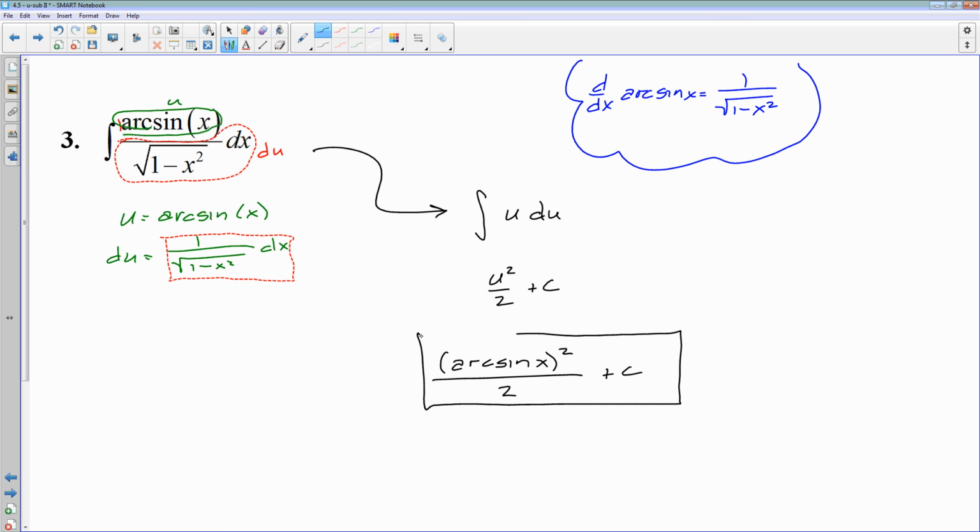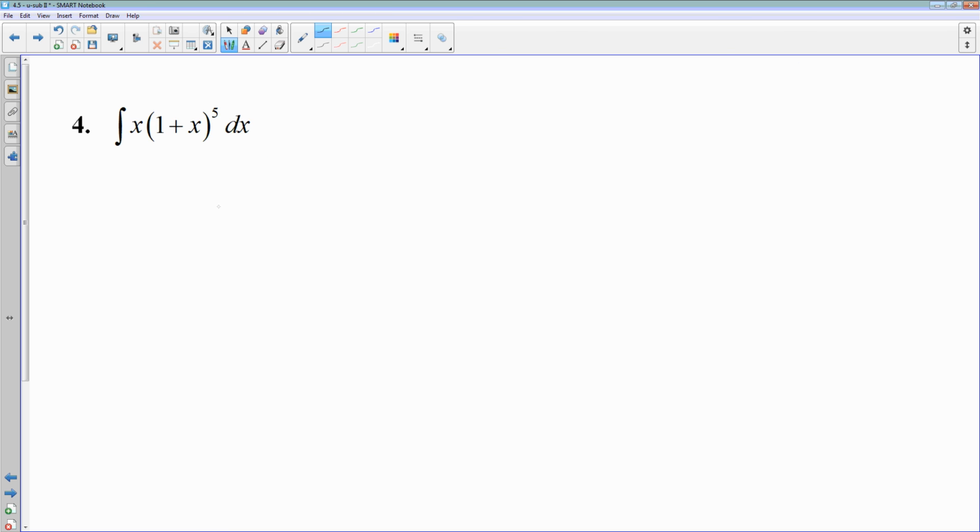You have to find that du. So find the u and the du, then make the appropriate substitution. Let's see. This one creates a new dilemma.